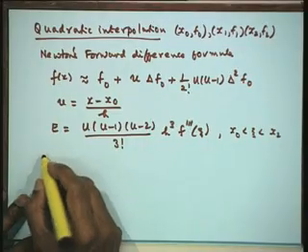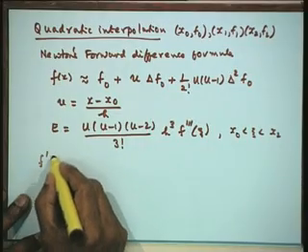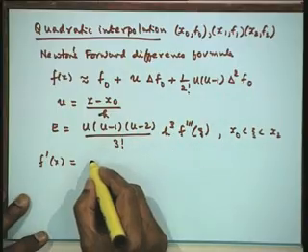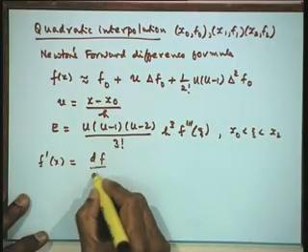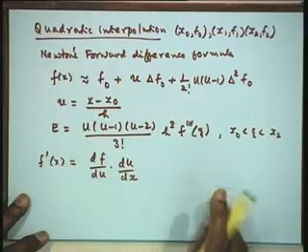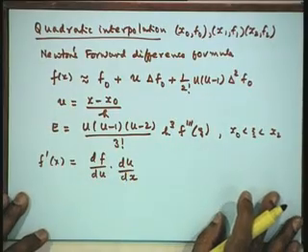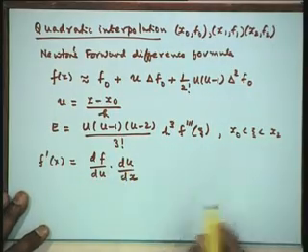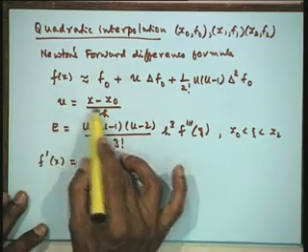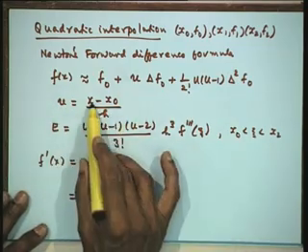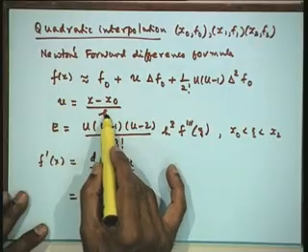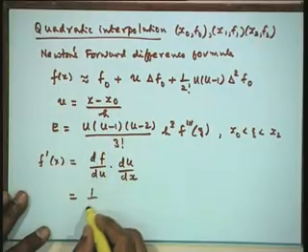Now let us write down what our derivative is. I want f dash x. The variable is u, therefore I will write this as df upon du into du by dx. Now du by dx, let us first write it. Since u is equal to x minus x naught by h, du by dx is 1 over h.